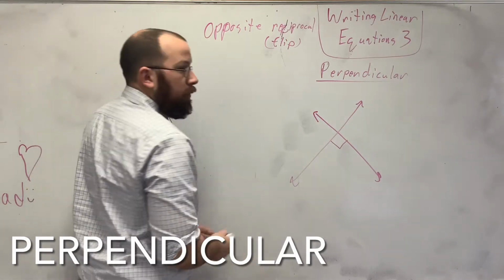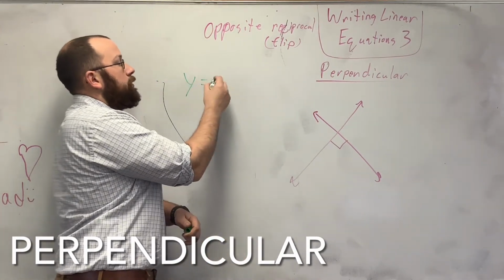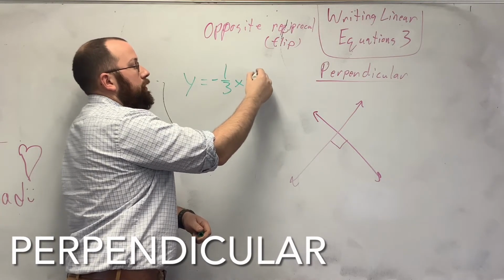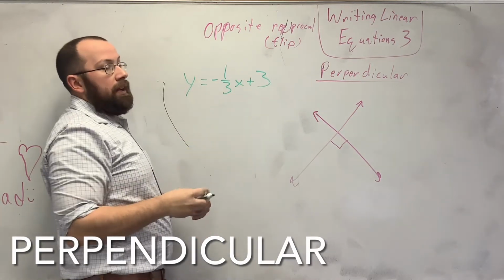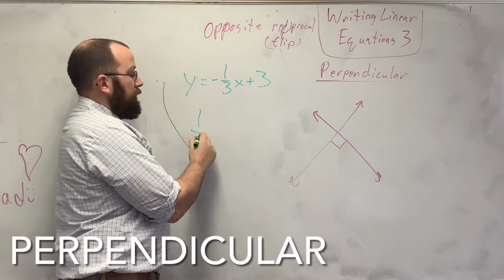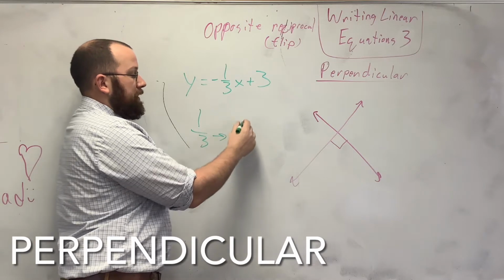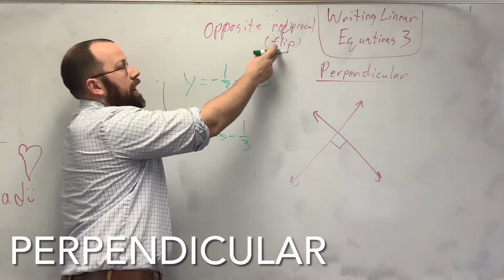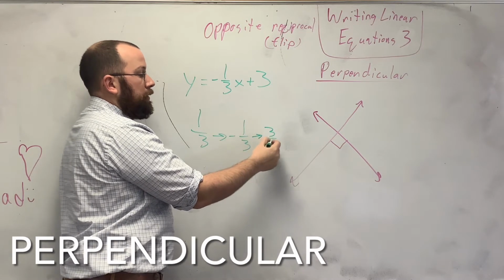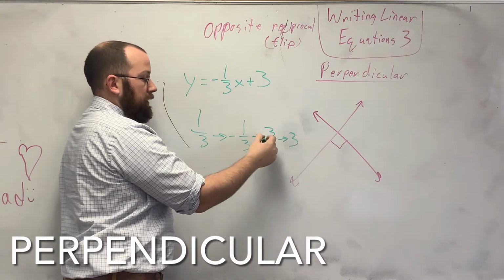All right, it also can go the other way. So if I have y equals negative 1/3 x plus 3, what is a slope that is perpendicular to that? Well, I take negative 1/3, I make it opposite, so it's positive 1/3. Now I take the reciprocal, which just means to flip the 1/3 over, and you get 3/1, which is just 3. So the perpendicular slope is 3.